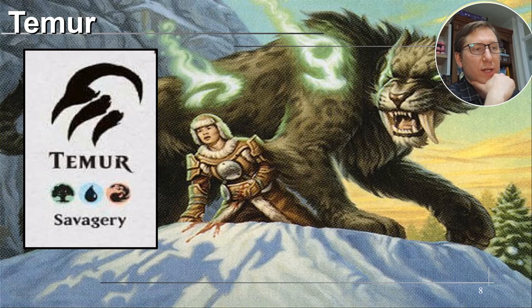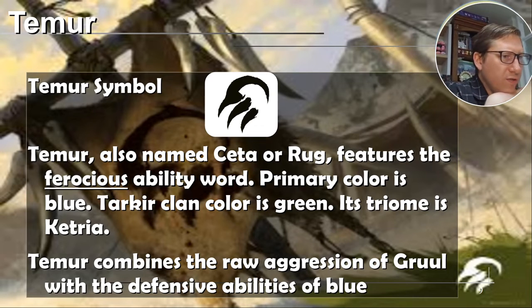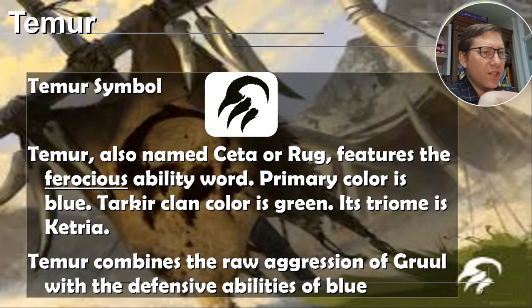Temur, that's green, red, blue, or green, blue, red, whatever you want to say. Temur, also named Ceta or Rug, features the Ferocious ability keyword. Its primary color is blue. Tarkir clan color is green. Its triome is Ketria.